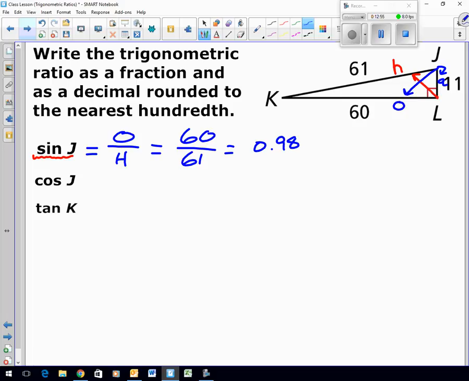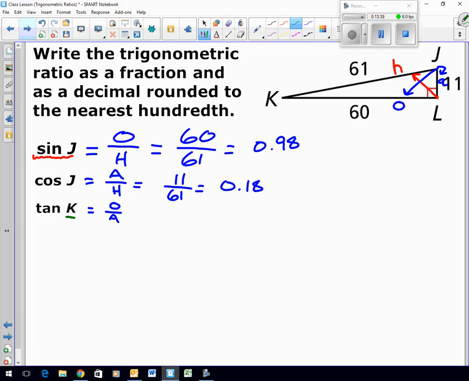The cosine ratio is adjacent over hypotenuse. What number is associated with A? 11. What about H? 61. What is 11 over 61 as a decimal? 0.18. The next is opposite and adjacent. Now, you're almost right. It is opposite and adjacent, but there's a problem.